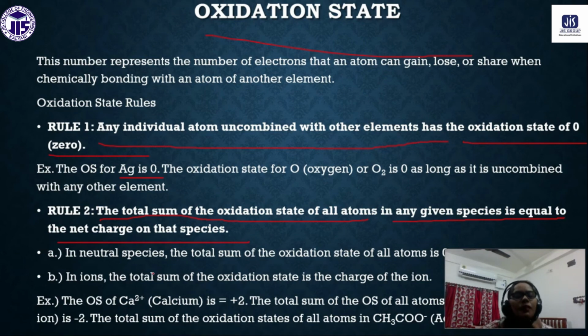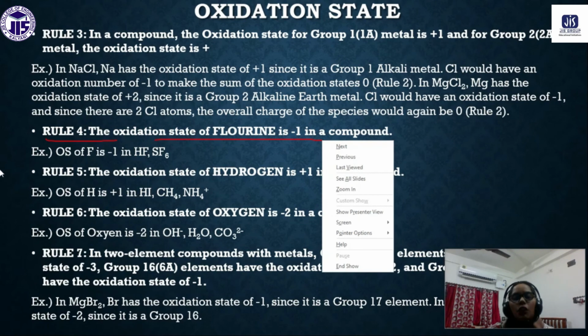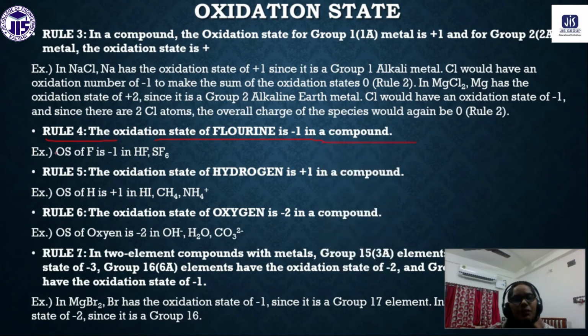Okay. Next, in a neutral species, the total sum of the oxidation states is 0. In ions, the total sum of the oxidation states is the charge of the ion. Exactly. So rule 4: the oxidation state of fluorine is -1 in a compound. So fluorine is -1 in HF or SF6.